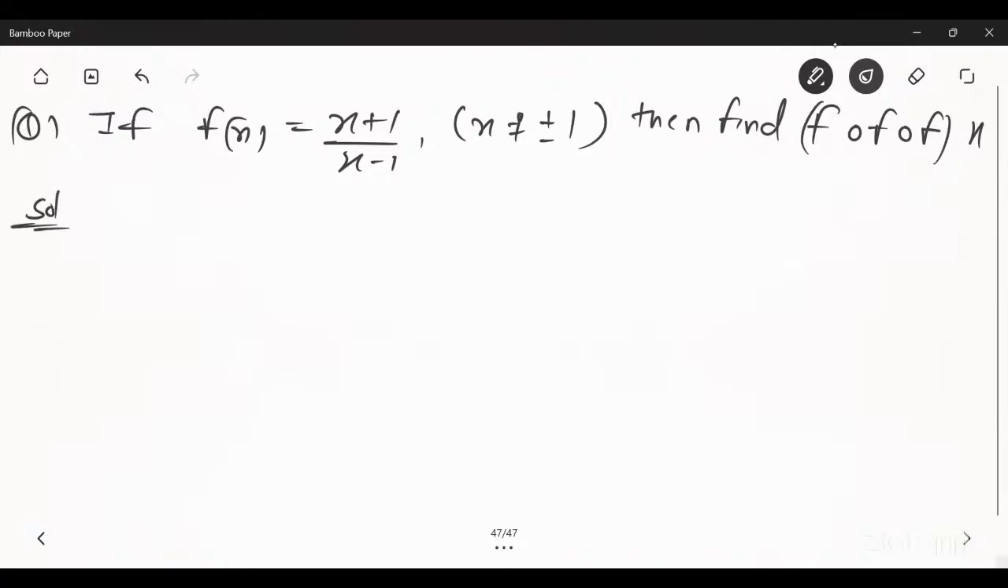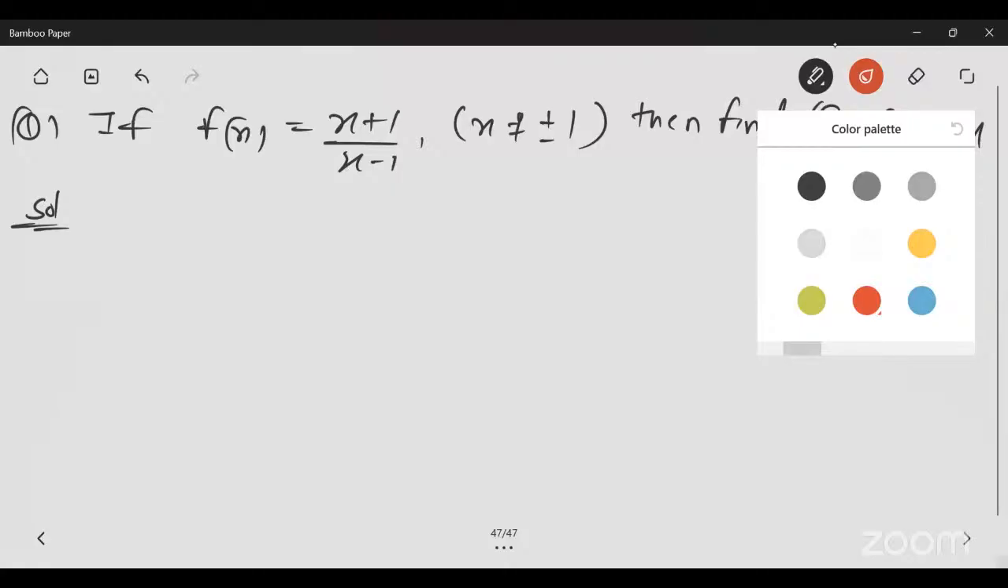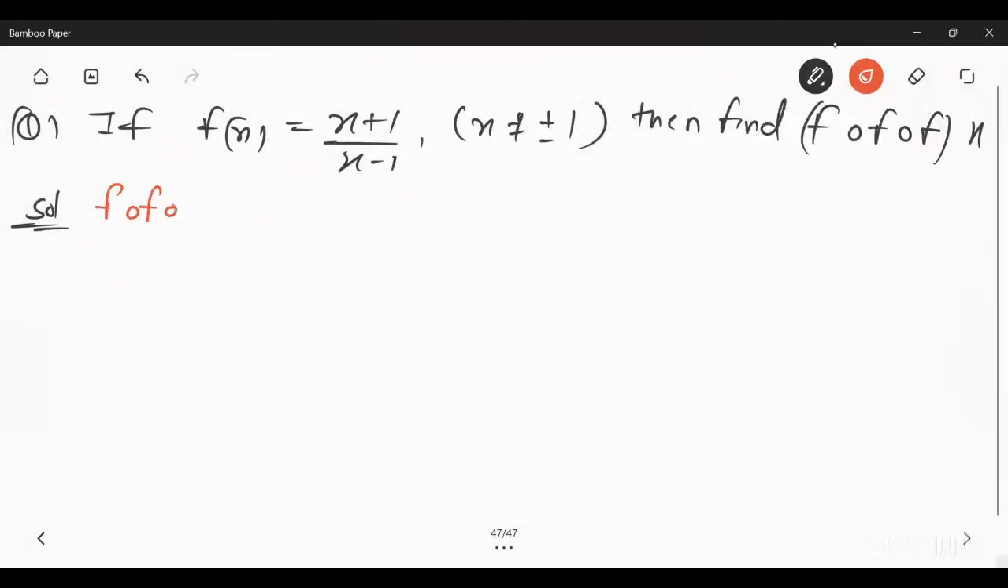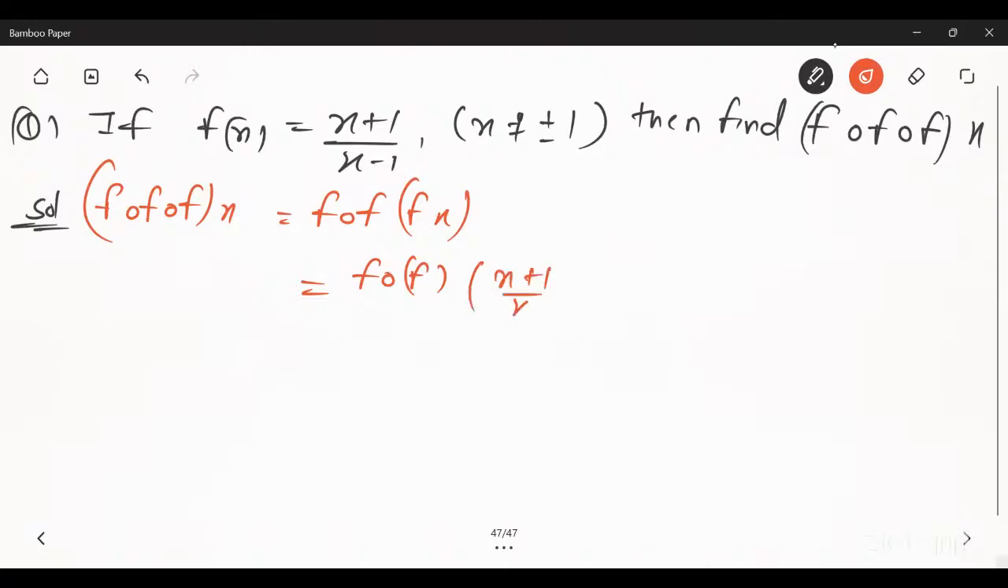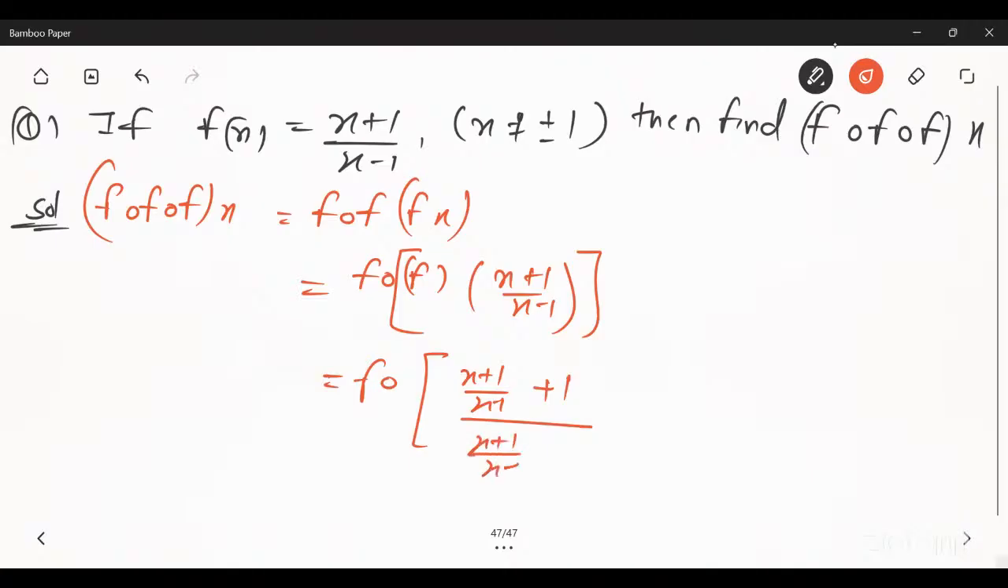So the solution, that one is f of f(x). The value of f(x) is (x plus 1) upon (x minus 1). That means first we have to put in place of x the value (x plus 1) upon (x minus 1). So f of (x plus 1)/(x minus 1) is ((x plus 1)/(x minus 1) plus 1) upon ((x plus 1)/(x minus 1) minus 1). What it means is that you have to put that value in the place of x.